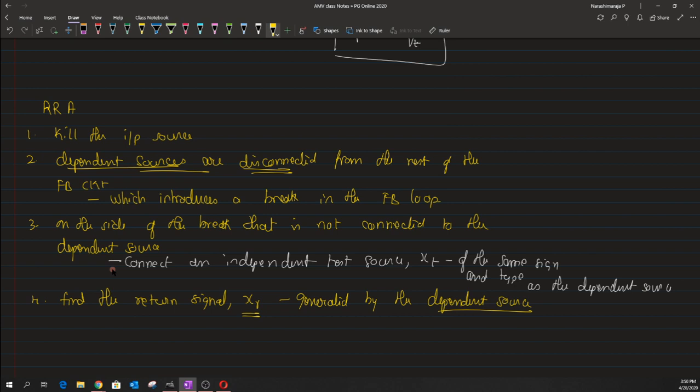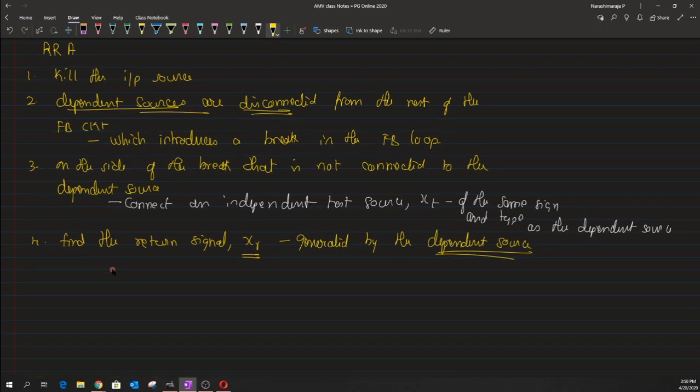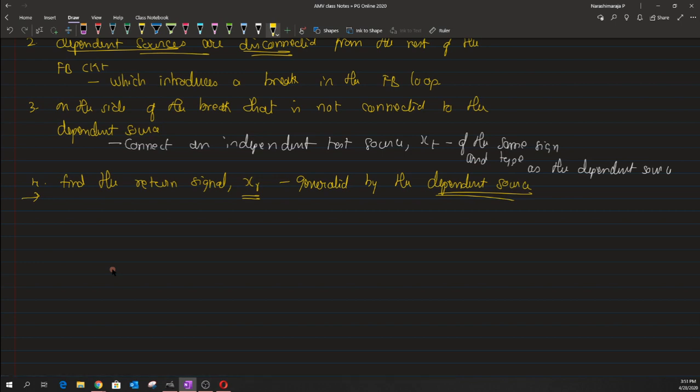Okay, so let me show this with an example. Until I demonstrate, you might feel a bit of confusion here, but I will try to remove this ambiguity from your mind while doing some problems. Okay, so once we are done with the calculation of this return signal, I could use this return ratio formula, which is R, defined as XR by XT, and this gives me the expression for the loop gain.